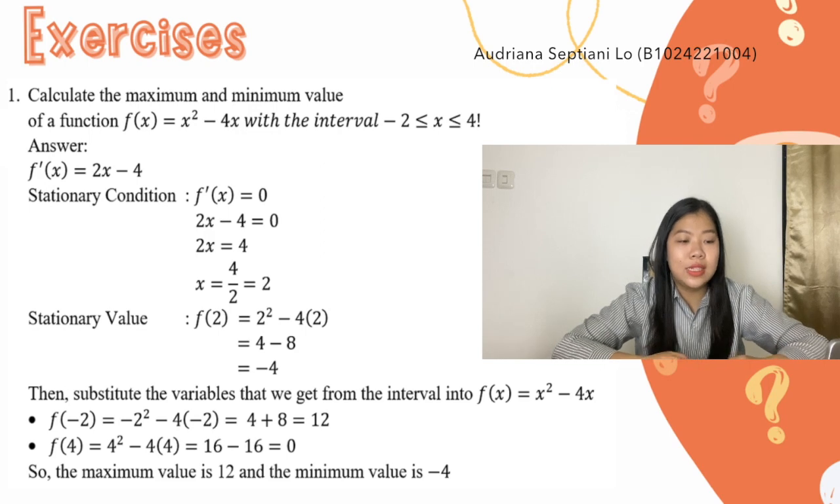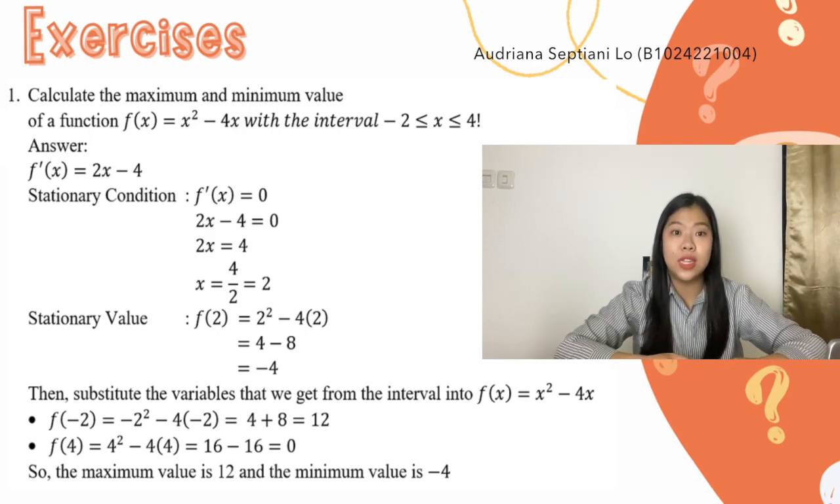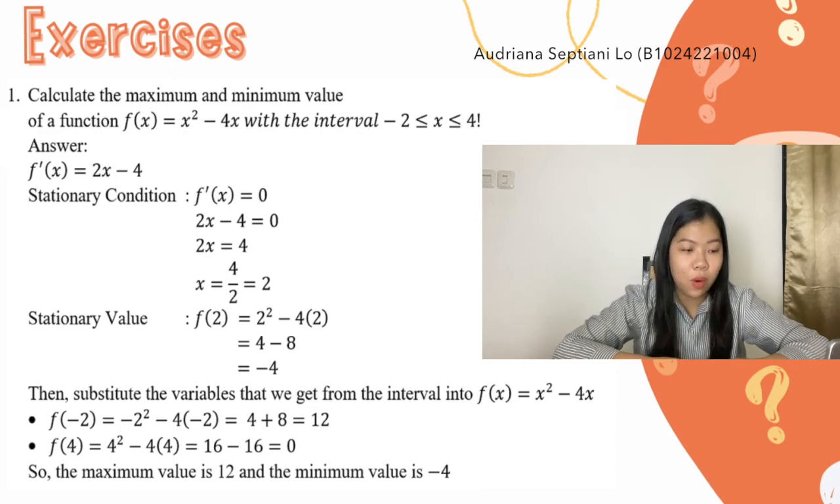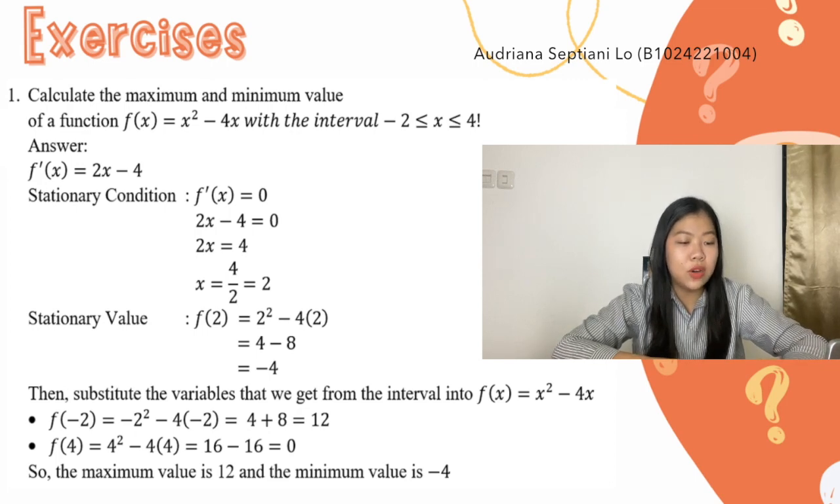After that, the stationary condition is f prime x equal to 0, and then 2x minus 4 equal to 0, and then the result is 2. So the stationary value is f(2) equal to 2 power 2 minus 4 times 2, and the result is minus 4. After finding the stationary value, next we're going to substitute the variable into the first function.